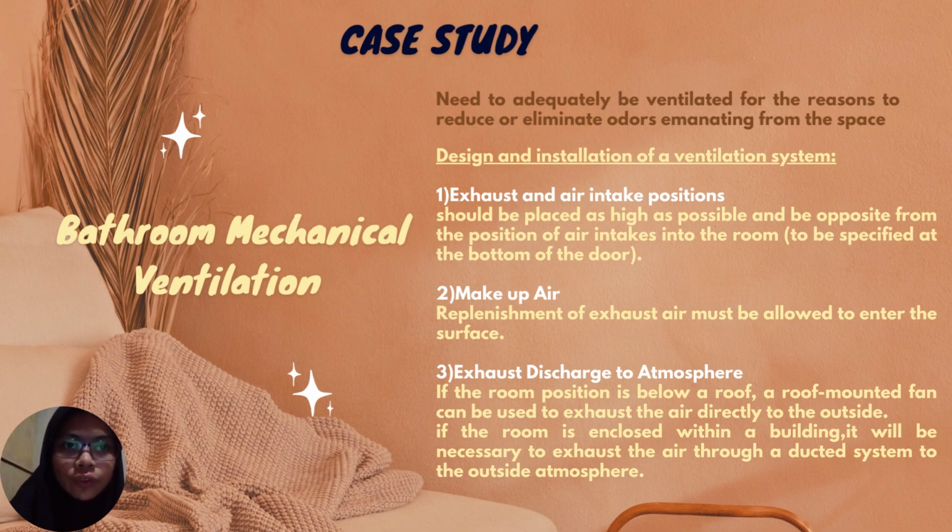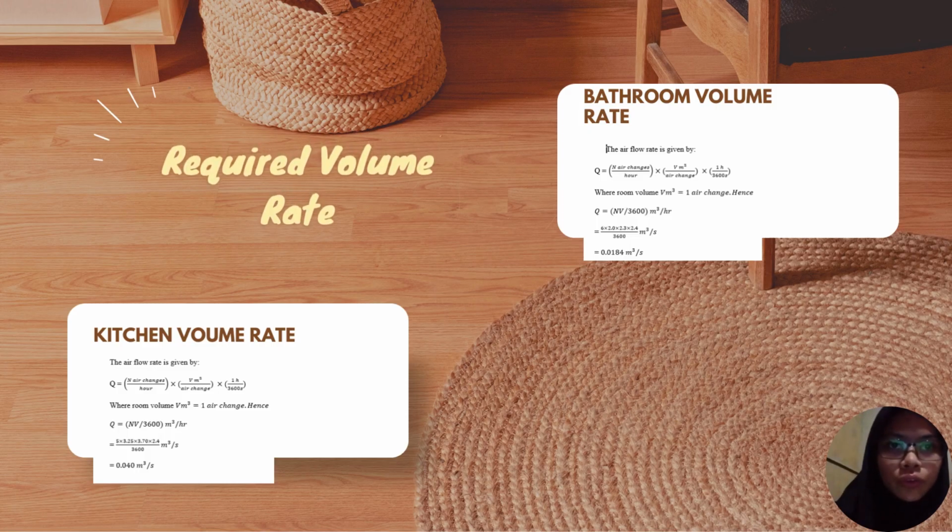Design and installation of a ventilation system has 3 designs. First, exhaust and air intake positions, make-up air, exhaust discharge to atmosphere. Required volume rate: for the kitchen volume rate, we are getting the value of 0.040 meter cube per second, and for the bedroom volume rate, we get the answer of 0.0184 meter cube per second.